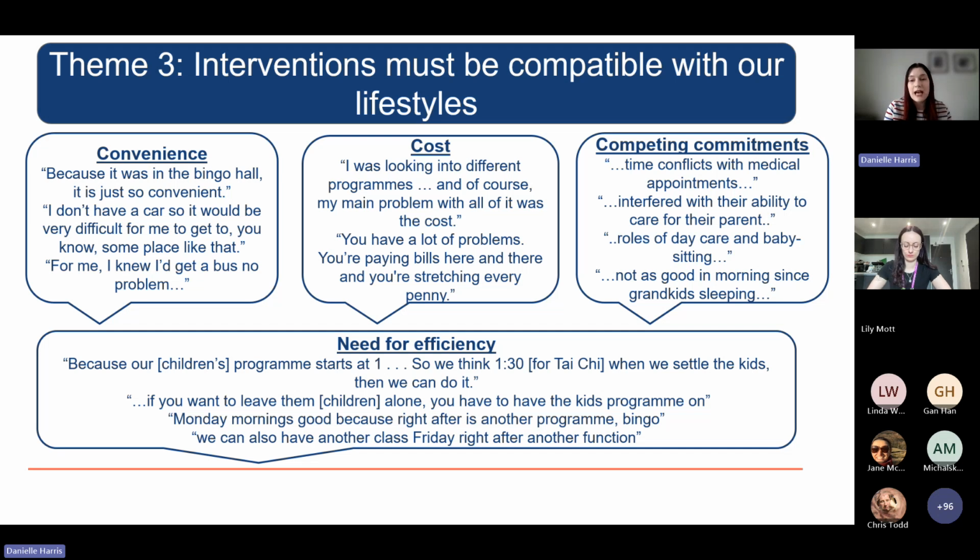Participants often cited time as a barrier to engagement, so this included competing demands such as caring for others and attending medical appointments. And combining physical activity alongside other activities that people were already doing helped to kind of overcome these time barriers and help to make more efficient use of participant time.